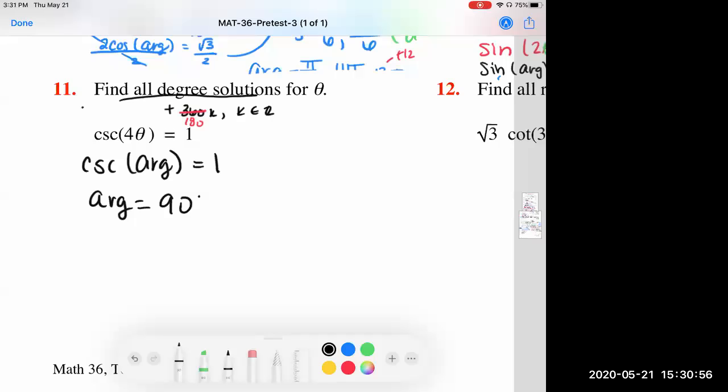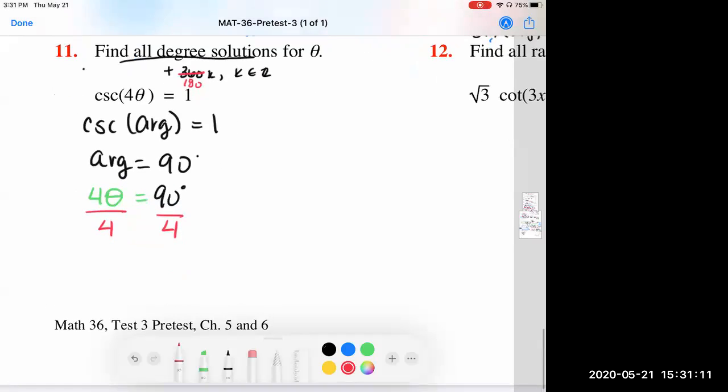All right, we want to change that arg to 4 theta. So 4 theta is equal to 90 degrees. Then we want to divide by 4 to get theta by itself. So we have an answer of theta is equal to 90 divided by 4 is 22.5. And that's our answer.